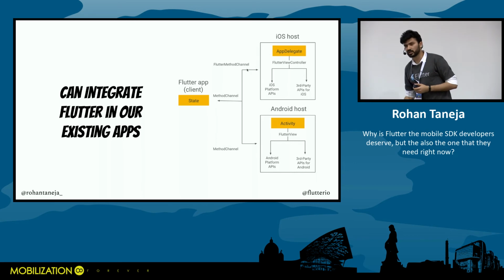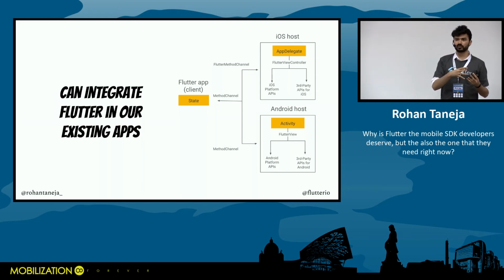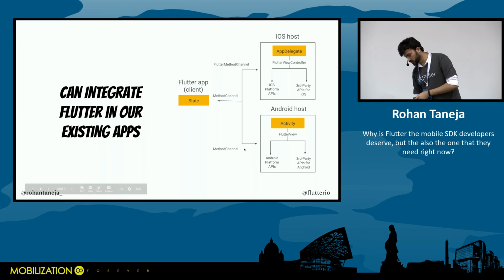So this is your iOS host. Flutter gives you a method channel that lets you communicate both ways. So you implement your API in iOS, you pass the details on to Flutter, and you can show it in Flutter, or do the same thing in Flutter itself. Same for Android using the method channel.